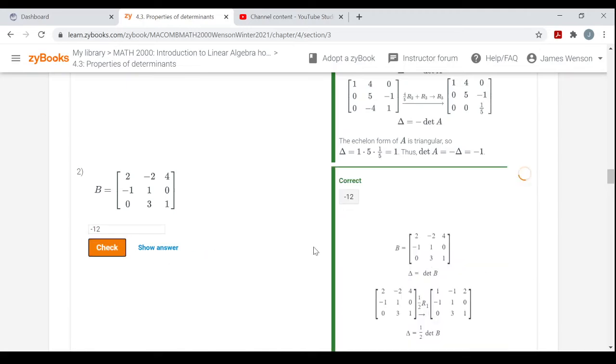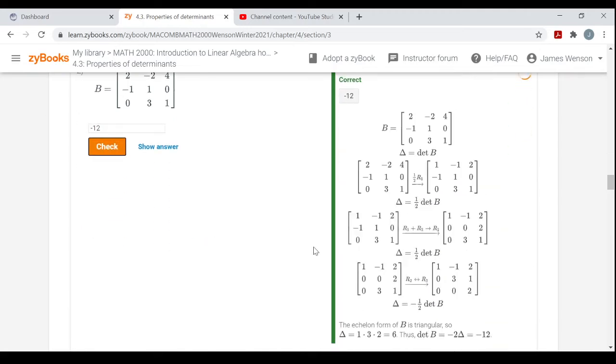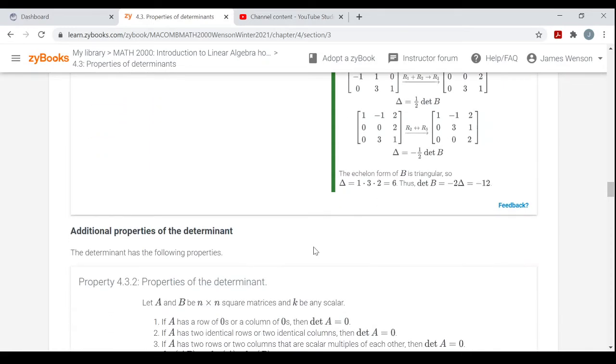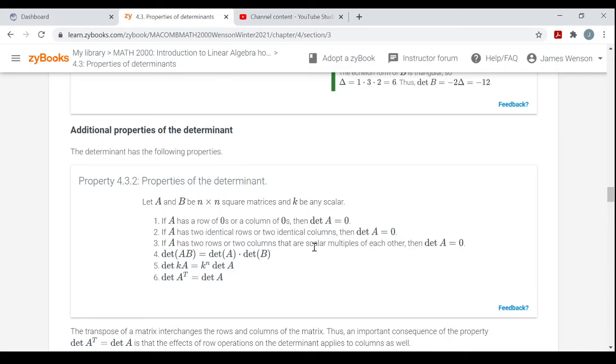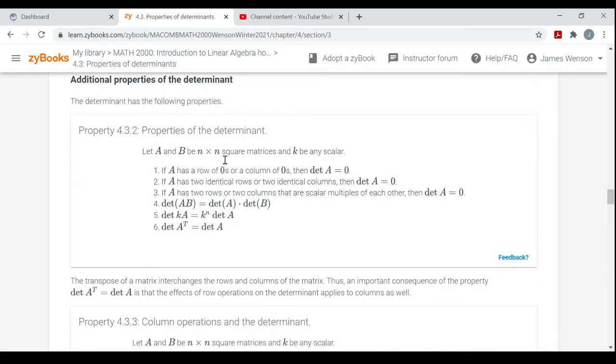And again, I think they pretty much do the similar steps that I do. All right, now some additional properties of the determinant. So the determinant has the following properties. Suppose A and B are n by n square matrices, and k is any scalar.